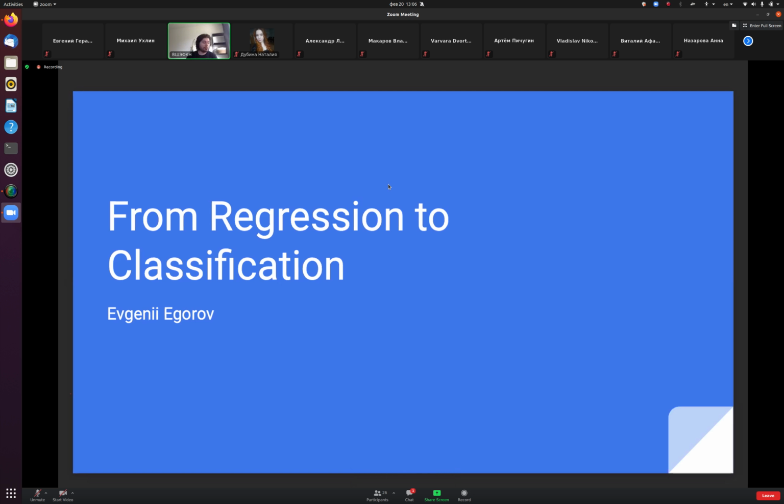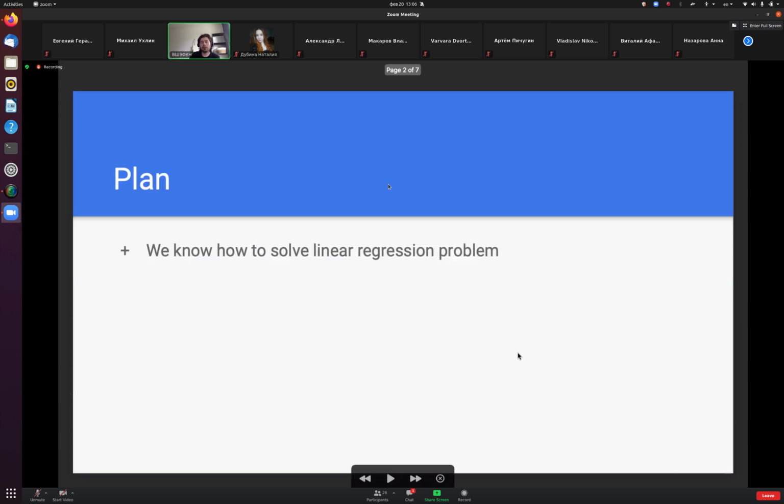So the topic of our discussion today is making steps from regression models, which we already, at least in some sense, know how to solve, to classification problems, or maybe something more general. Okay, let me briefly introduce the plan of the lecture, and then we will follow it.